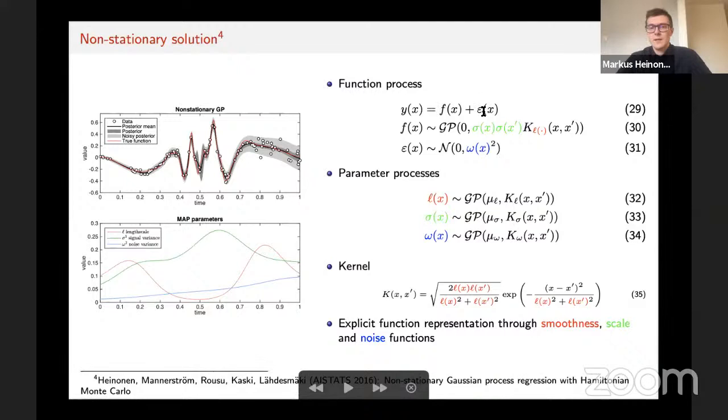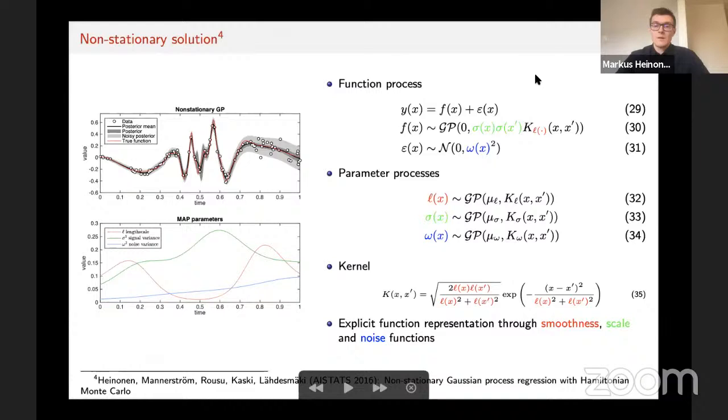Epsilon represents the observation noise process, where omega is now the noise variance, which is also input dependent. F is a Gaussian process that can now take in a kernel which has a length scale function, and the signal variance is now a function as well. We also assume that all of these three parameter processes are Gaussian processes, so that they are smooth, and we have the kernel that we have just shown. If we infer this using marginal likelihood, we can find the MAP solution on the left.